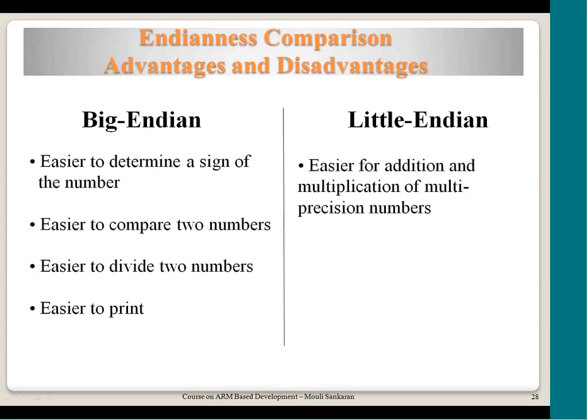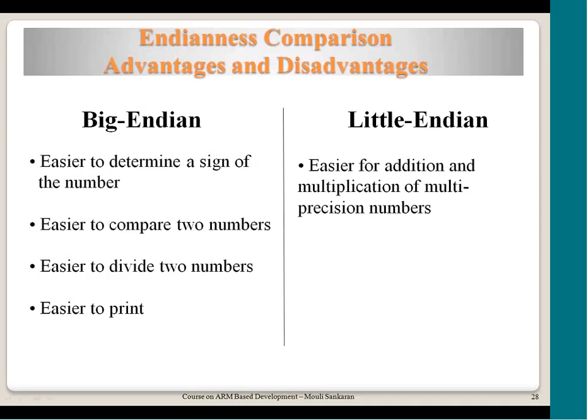In Big-Endian way, it is easier to determine the sign of a number. As you know, in a typical binary representation, the sign bit is at the MSB, bit 31. So, if you remember, Big-Endian stores the higher part of the value first in memory. So, you can just read the first byte of the value and then easily find out whether it is positive or negative based on the sign bit value.